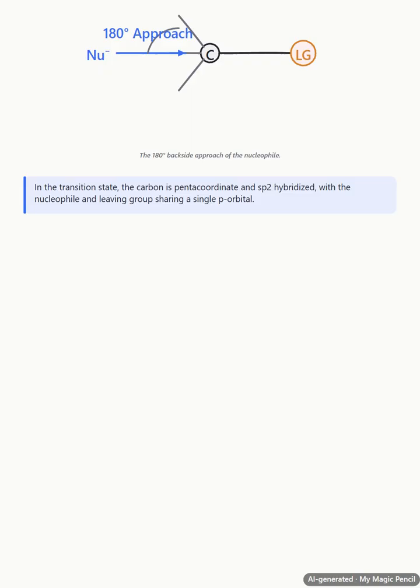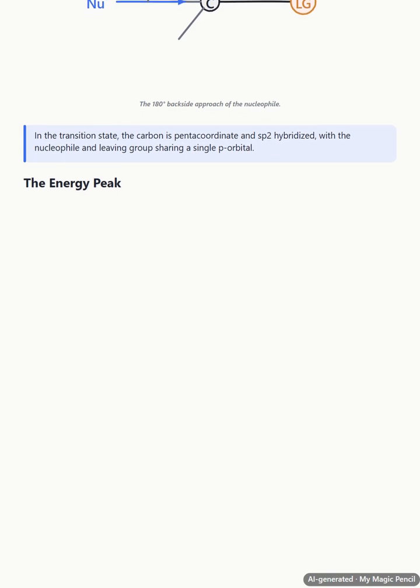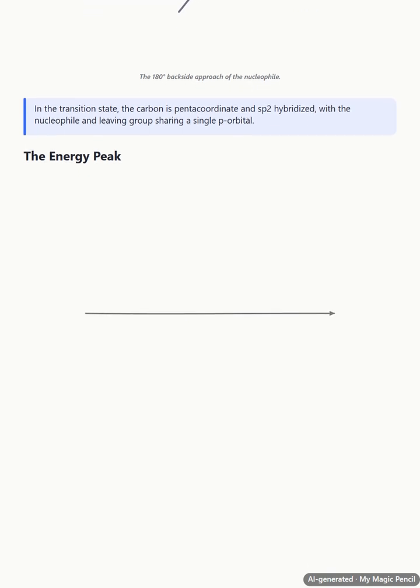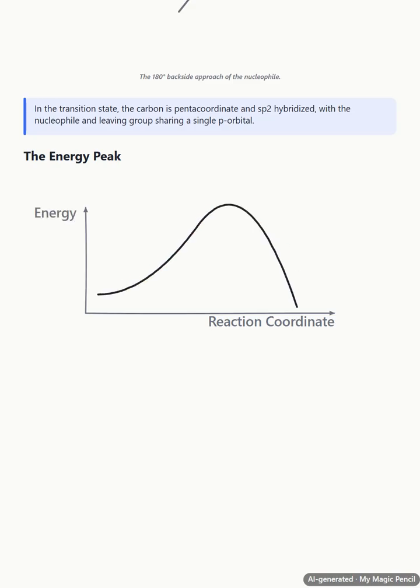In this fleeting moment, the central carbon is temporarily bonded to 5 things at once, adopting a flat, trigonal bipyramidal geometry where the 3 non-reacting groups lie in a single plane. As the nucleophile forces its way in and the leaving group is squeezed out, we reach the absolute peak of the energy hill, the transition state. This is not a stable intermediate. It is a fleeting, high-energy arrangement that exists for only a single molecular vibration.